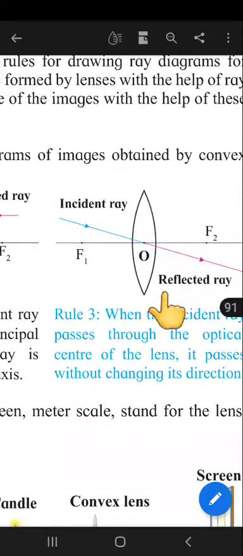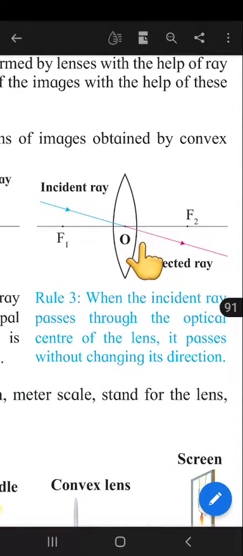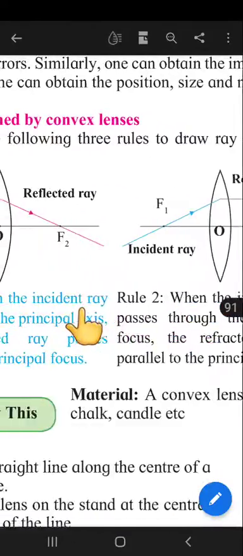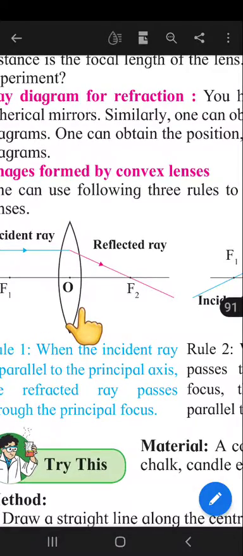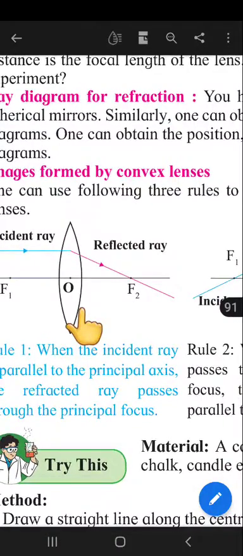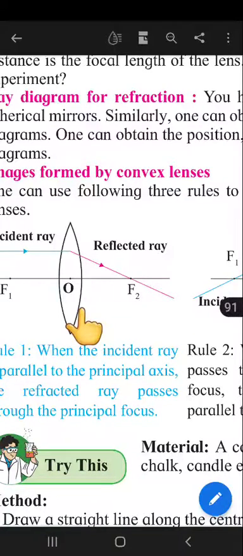Third one, when the incident ray passes through the optical center without changing its direction, we get a refracted ray here. So this diagram is also necessary for the third rule, and write down this third rule in your notebook. I will also ask you a question on this point, that is, state 3 rules used to draw the ray diagram of images obtained by a convex lens.